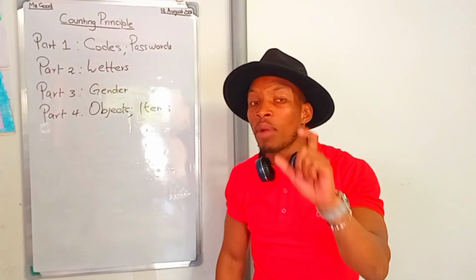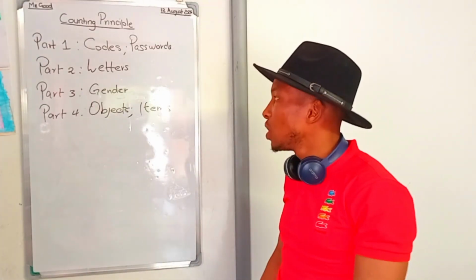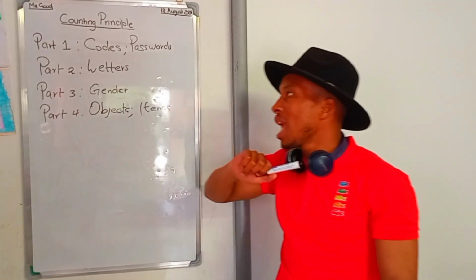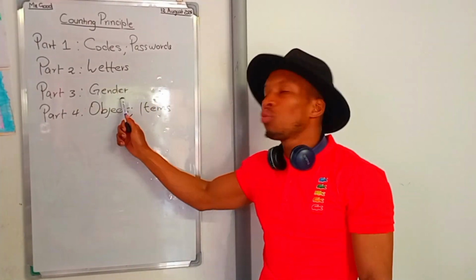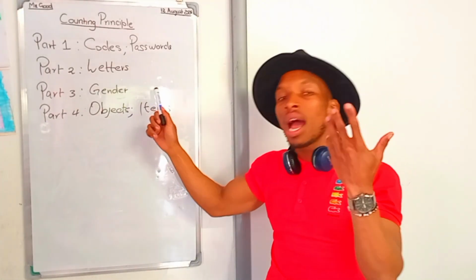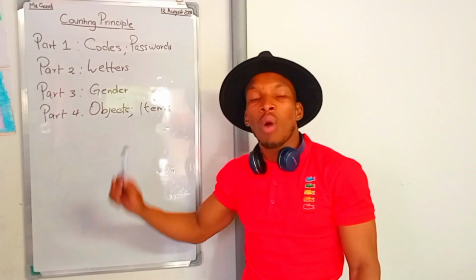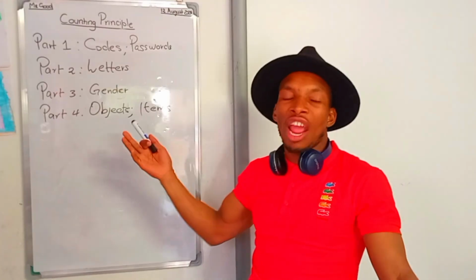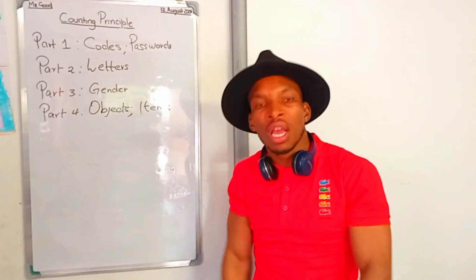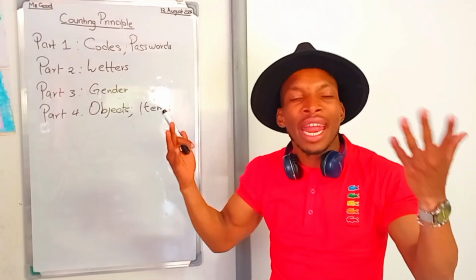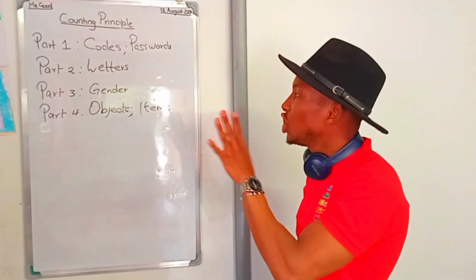That is very, very important to note before you go to write the counting principle. You must know how to create the codes and also how to arrange letters, as well as grouping gender, male and female, the number of boys and the number of girls. The last one is objects, which can be cars, arrangement of cars, food, or t-shirts, anything that falls under objects. It's very, very important to note that.